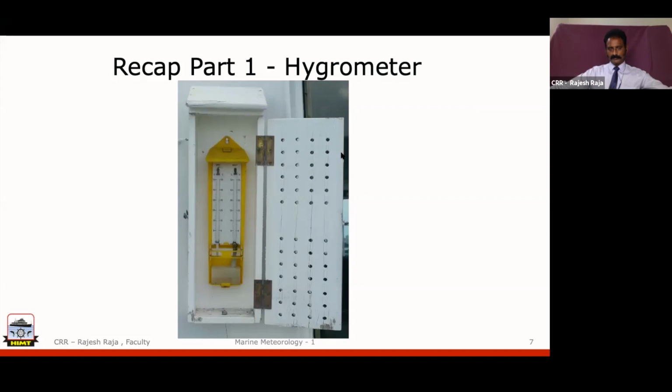We want ambient temperature. If you look at my mouse, on the left hand there is a thermometer, which is called the dry bulb thermometer. On the right side is a wet bulb. You'll have a small muslin or cloth. Then there's a small container with water. So this is the whole configuration of a hygrometer. We had talked about it. This instrument helps us find out the dew point as well as the relative humidity. So that was the whole thing.